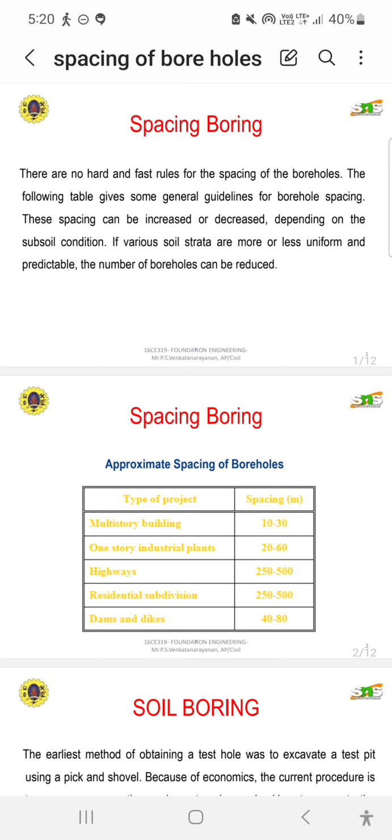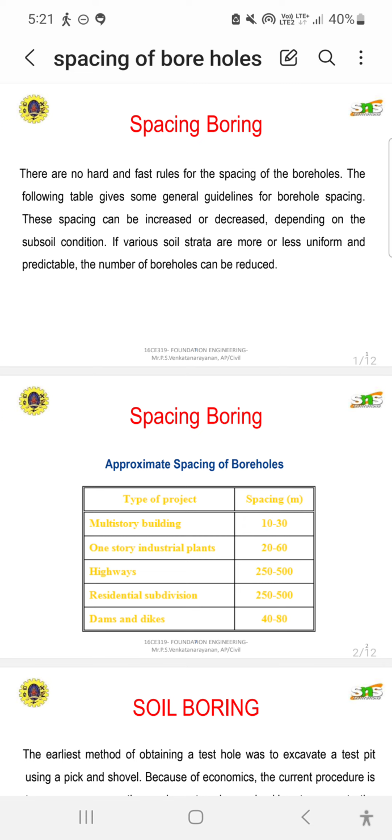Then we have to consider the number of boreholes. Depending upon the span length, the number of boreholes also differs. Also, for various soil strata, the number of boreholes will be reduced or increased. For the spacing of holes, some guidelines will be given in our table. The spacing can be increased or decreased depending upon the subsoil conditions. The following table gives some general guidelines for borehole spacing.